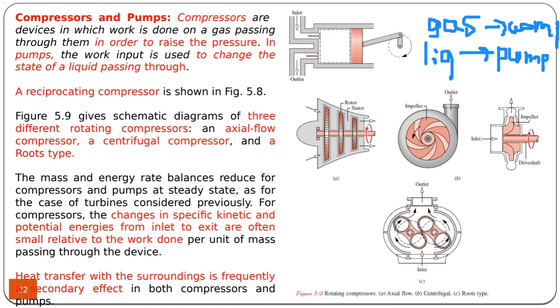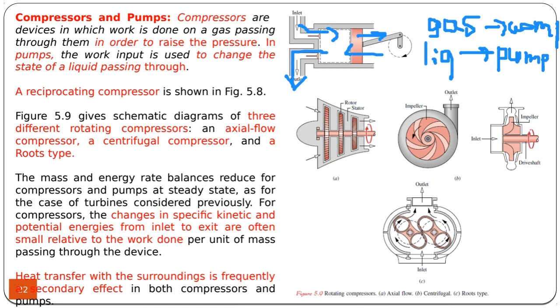It looks like an internal combustion engine. It has a piston that moves back and forth. So as the piston goes down, an inlet valve is opened, so air or gas comes in. As the piston goes up, this inlet valve is closed and the exit valve is open, so the pressurized air leaves the compressor.